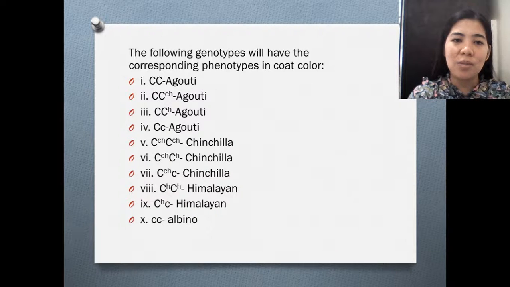These are the corresponding phenotypes in coat color. As you can see, the most dominant genotypes, when combined with other genotypes, will have their phenotype expressed in all of them, while the recessive genotype can only be expressed when combined with the same recessive genotype. In that way, its phenotype will be expressed.